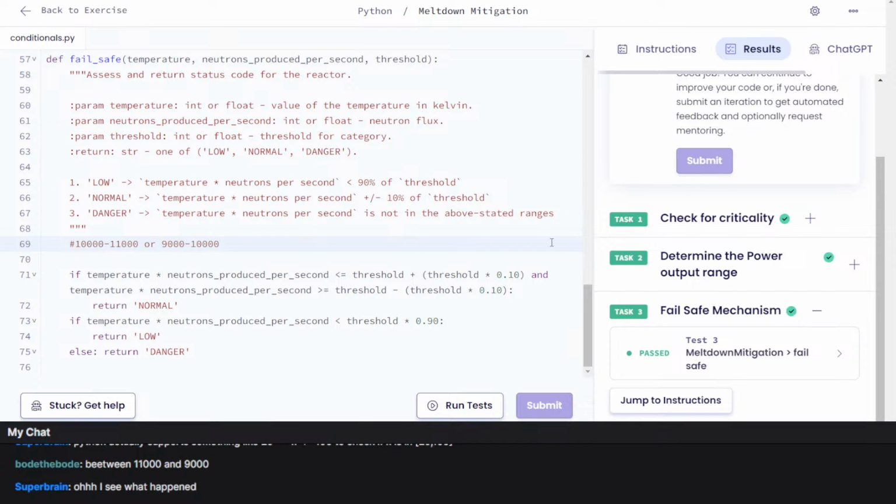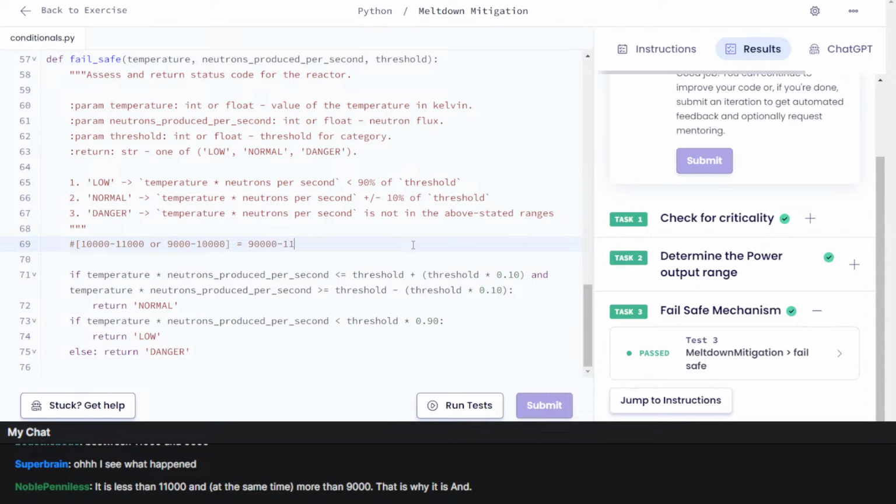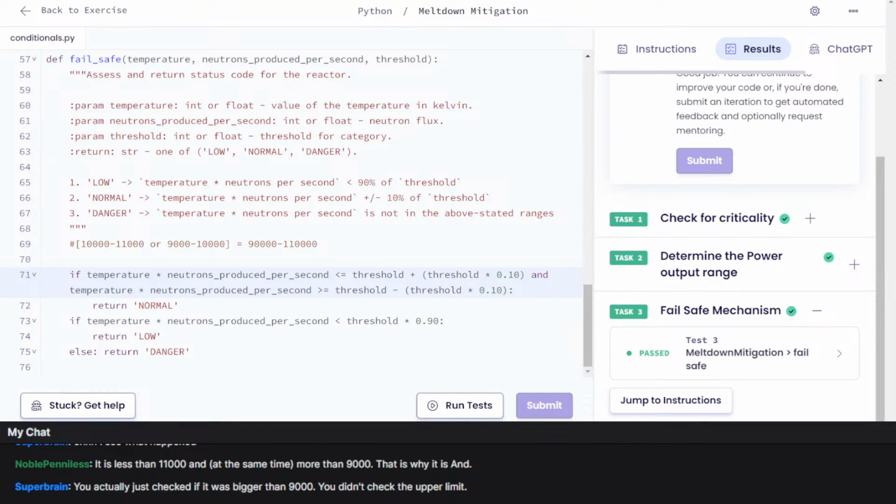Why would the or not work, though? Why is it... Because if it was in... This should be... Shouldn't this be equivalent? Saying this or this, shouldn't this be equal? I mean, all of this. I'll put it in brackets or something. Shouldn't all of this be equal to... saying... Noble Penniless says it is less than 11,000 and, at the same time, more than 9,000. That is why it is and. Let me see. Is less than 11,000 and at the same time.